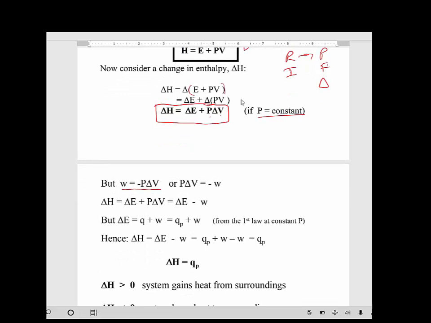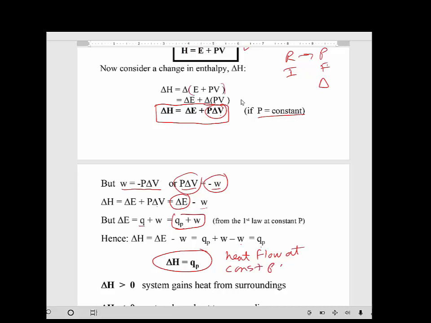We also know that work is minus P delta V, or switching signs, P delta V is minus W. So we can take P delta V, which is in this equation, and substitute minus W. We get delta H equals delta E plus P delta V, or delta E minus W. From the first law, though, we know that delta E is Q plus W. And since we're dealing with constant pressure, the Q becomes QP. So delta E is QP plus W. And so then what we can do next is take this and substitute in for this here. We get delta H equals delta E minus W, or QP plus W minus W, or QP. So we just derived that delta H is Q sub P. Enthalpy change is equal to heat flow at constant pressure.